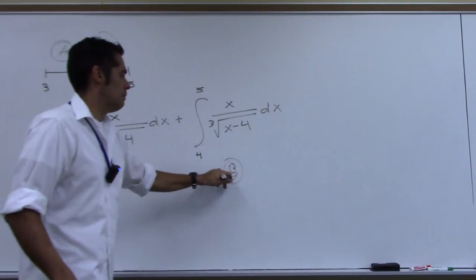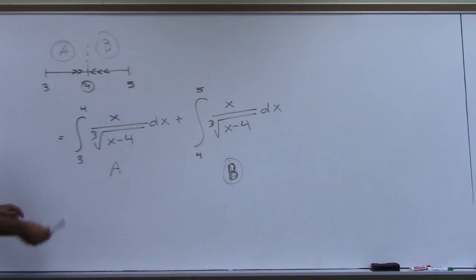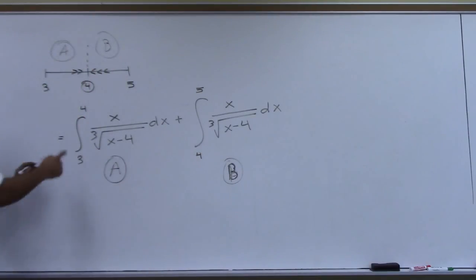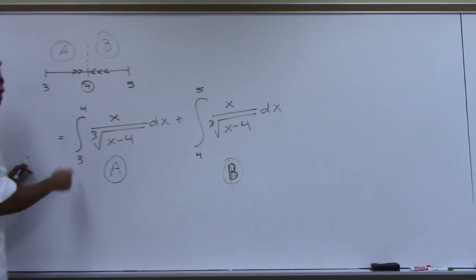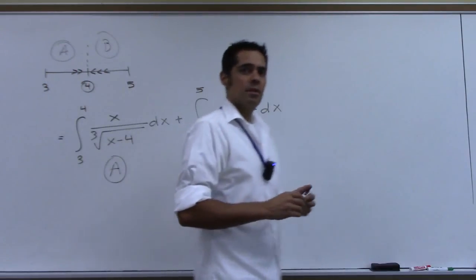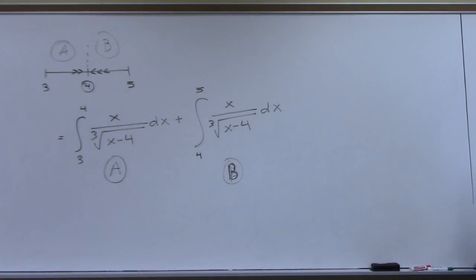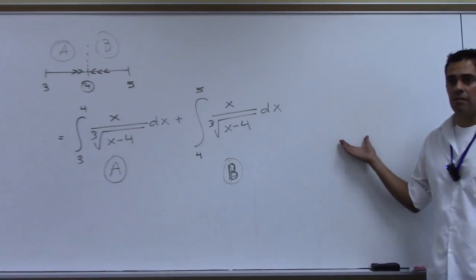So integral A is the limit as t approaches 4 from the left. This one is the limit as t approaches 4 from the right. And then you have to go through the whole business of plugging things in and setting it up and figuring it out, right? We already have the antiderivative, though.